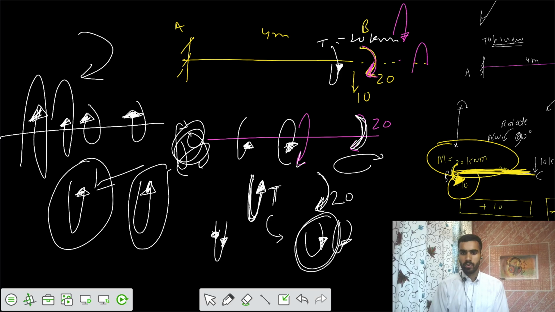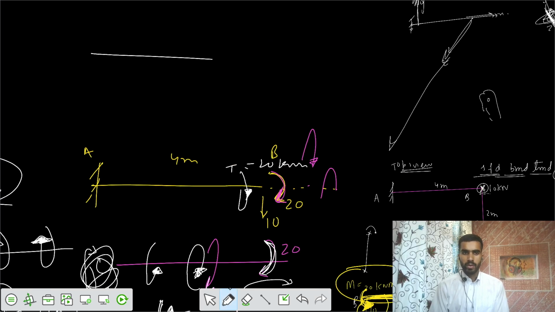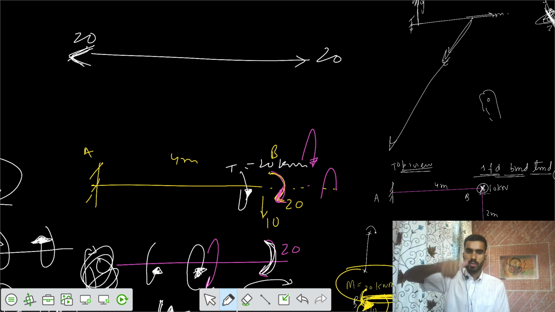So if you use this now, I would say this is your line diagram, 20 in this way. Yeah, 20, and there would be some reaction 20 in this way. That means here the direction would be opposite. That is a clockwise moment of 20. This is 20, and here the moment was in this way, 20.